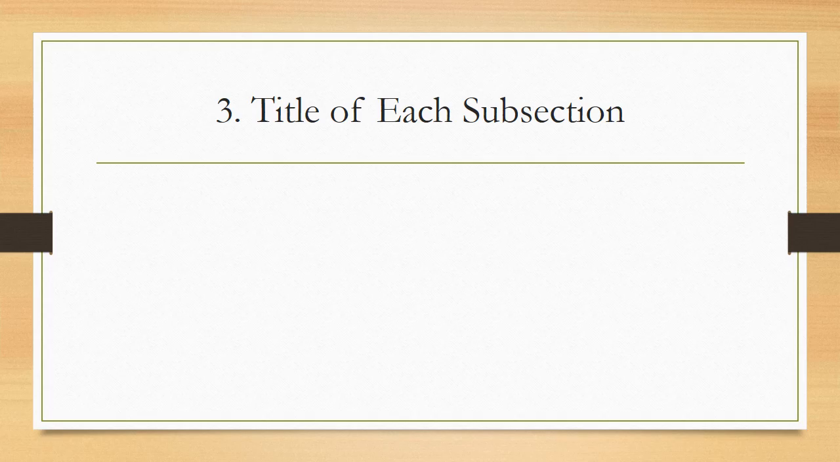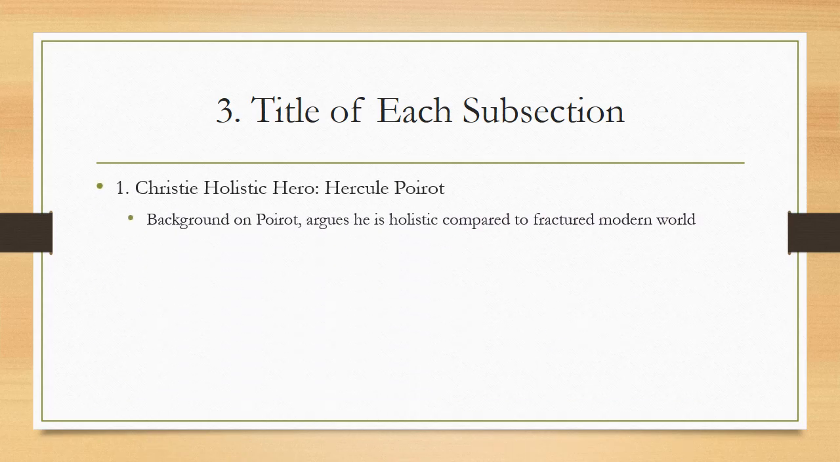All right, the next step is the title of each subsection. So I'm going to list those out now, and we'll see what each one means. So, Christie's holistic hero, Hercule Poirot. So this tells me the author is going to give me background on Poirot, and that adjective holistic is really important.